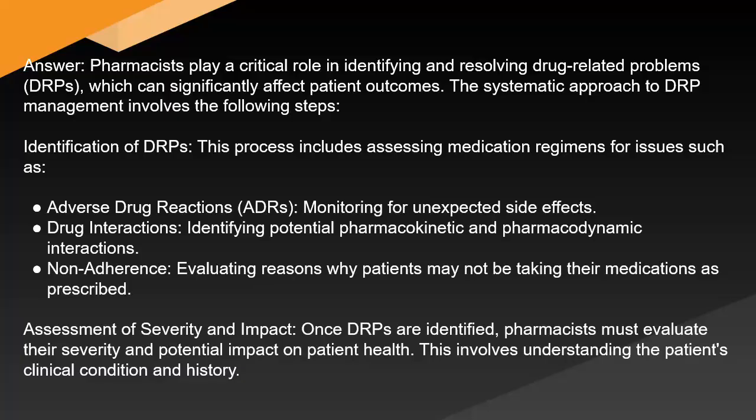Identification of DRPs. This process includes assessing medication regimens for issues such as adverse drug reactions (ADRs), monitoring for unexpected side effects, drug interactions, identifying potential pharmacokinetic and pharmacodynamic interactions, non-adherence, evaluating reasons why patients may not be taking their medications as prescribed. Assessment of severity and impact. Once DRPs are identified, pharmacists must evaluate their severity and potential impact on patient health. This involves understanding the patient's clinical condition and history.